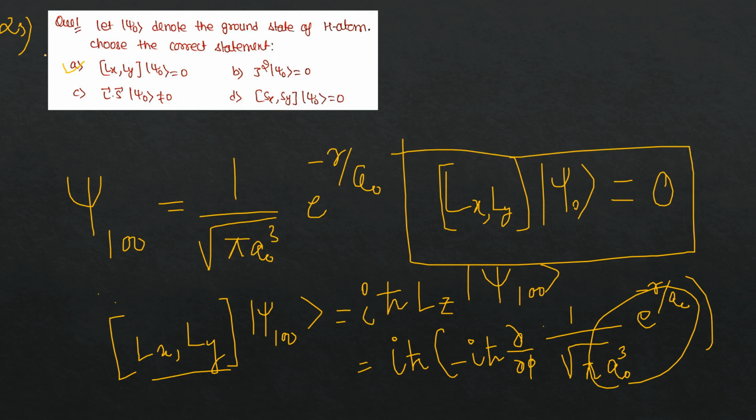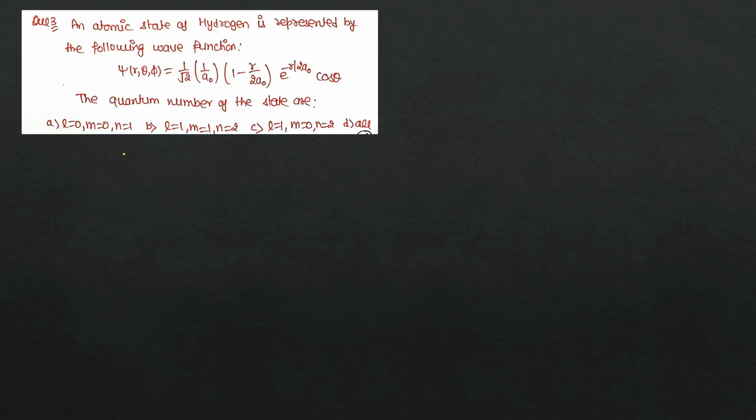Yeah, this is question number 24. An atomic state of hydrogen is represented by the following wave function. What are the quantum numbers of the state? This is a question on the hydrogen atom, where psi of r, theta, phi is given.